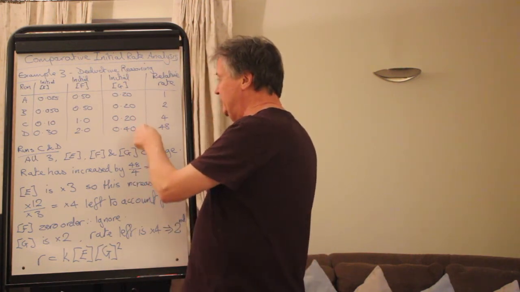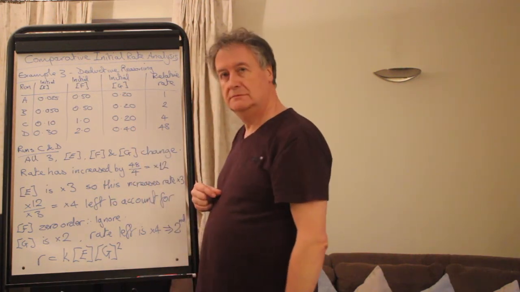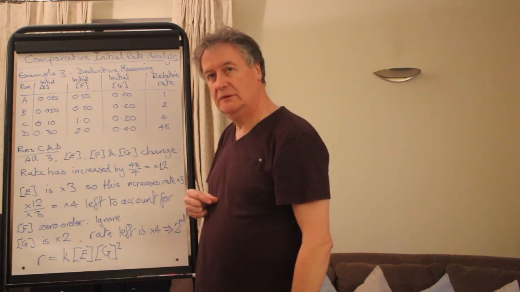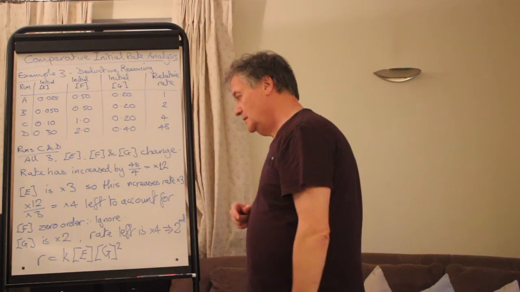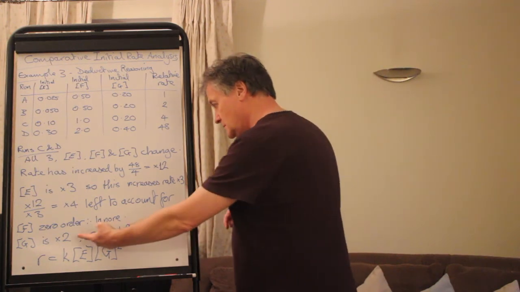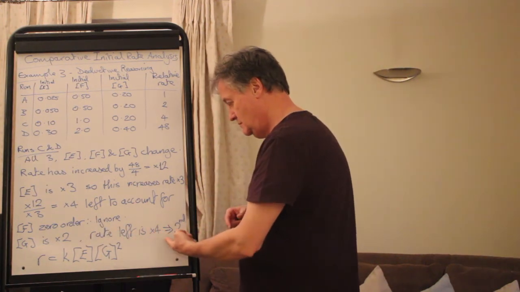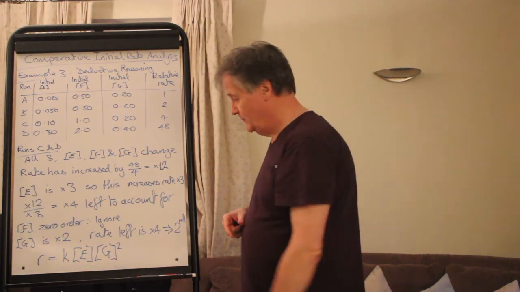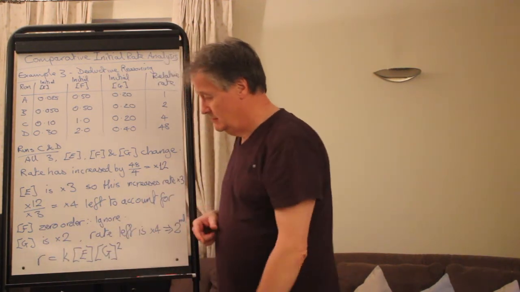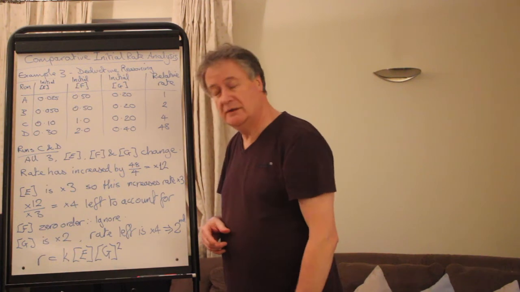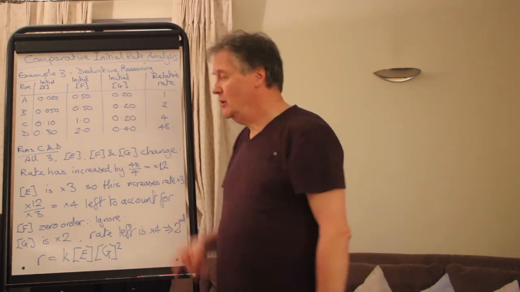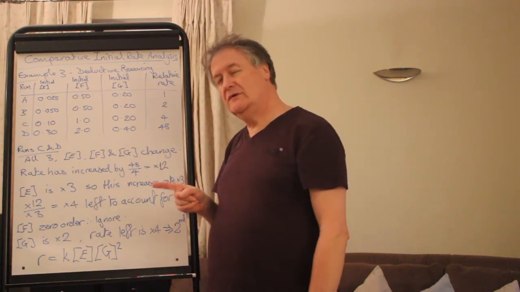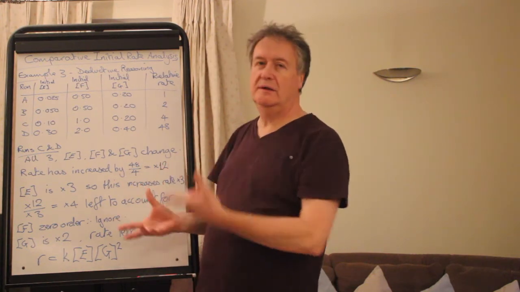Now here G has doubled, but the rate has gone up by 4. That's a second order relationship, that's a squared relationship. So G times 2, second order because it's times 4. And that means our rate equation, K, concentration of E, concentration of G squared. End of question.